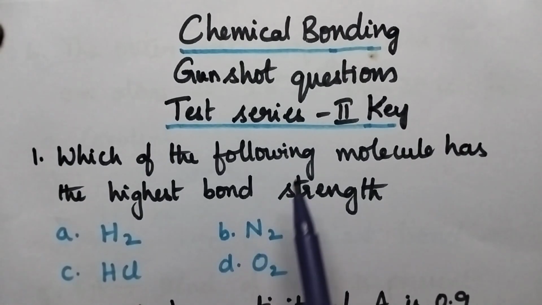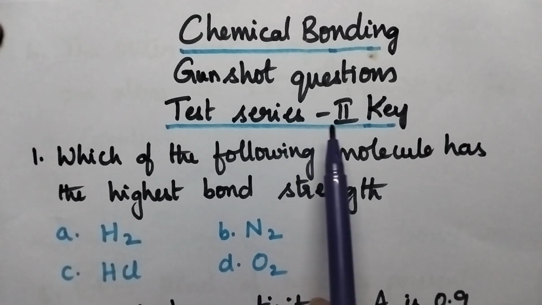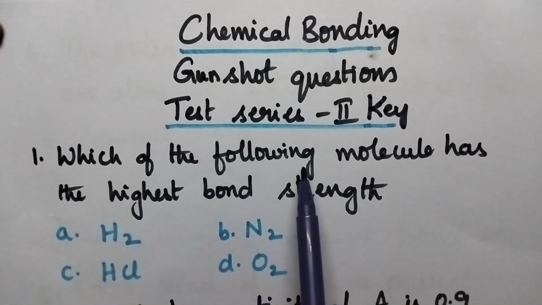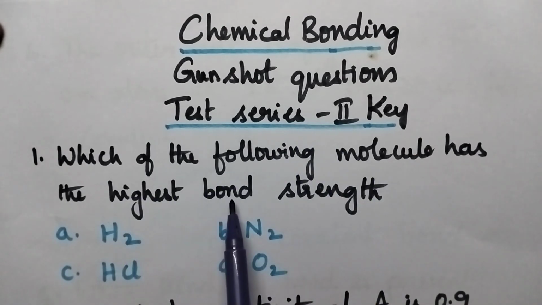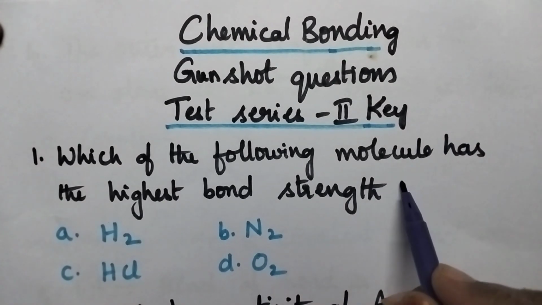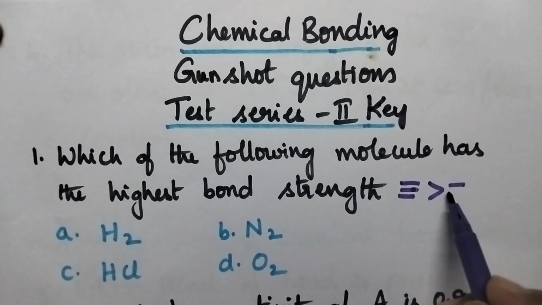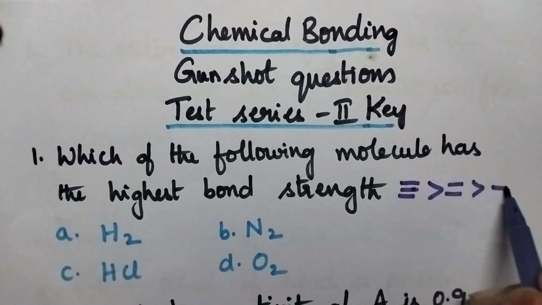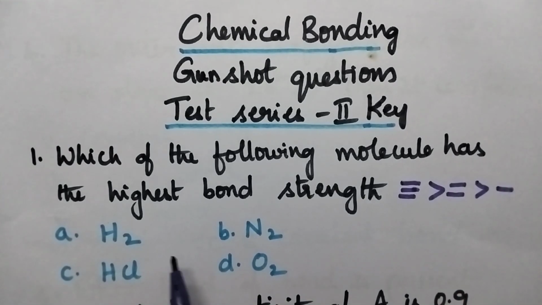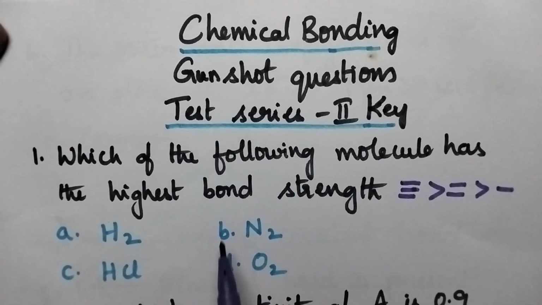In this video, I am going to share the key for test series 2. Which of the following molecules has the highest bond strength? In general, a triple bond has greater strength than a double bond, which is greater than a single bond. So, we have to examine each and every molecule.